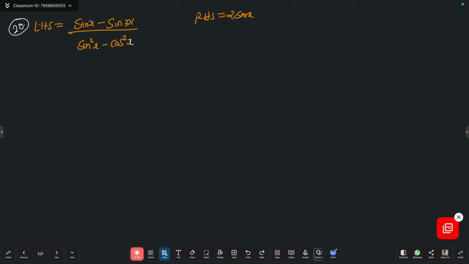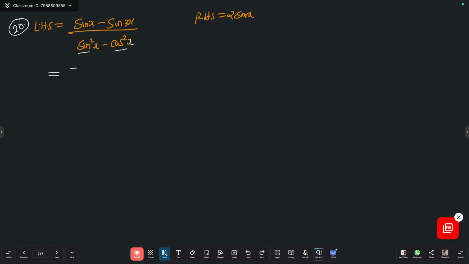Then what to do? In the numerator, sin C minus sin D is applicable, correct. In the denominator, it is not cos 2x, because cos 2x is cos square x minus sin square x, but here it is sin square x minus cos square x. But if you take minus common, then it will be the cos 2x formula. So firstly, from the numerator also take minus common. Why? Because when you do C minus D, if the big angle is first, then you will not get a negative angle.